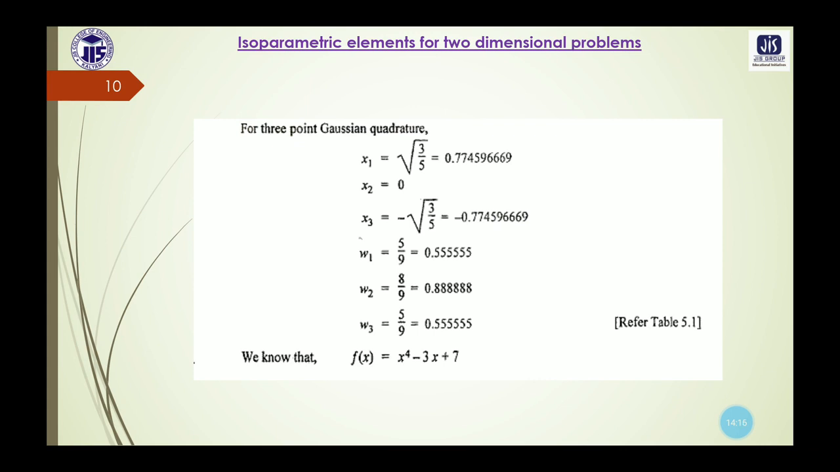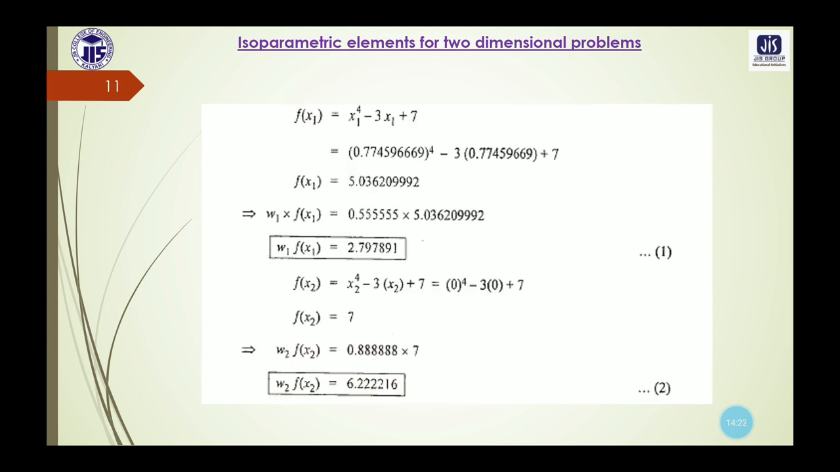Now f(x) is given here as x to the power 4 minus 3x plus 7. First we need to calculate f(x1), which is x1 to the power 4 minus 3x1 plus 7. If you put the value of x1 from the table, then f(x1) is 5.036. Now with f(x1) as 5.03, w1 into f(x1) is 0.55 into 5.03, which is coming as 2.797, which is our equation number 1.